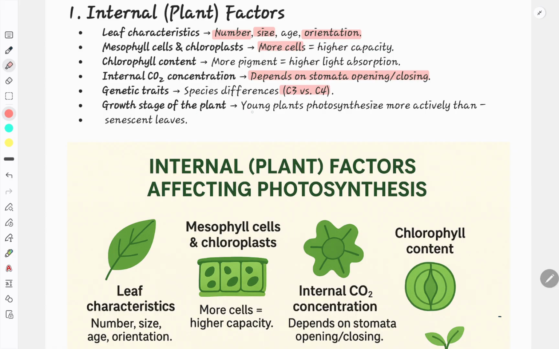Growth stages of the plant. A young plant photosynthesizes more actively than a stagnant one. You can say the old leaves which are about to leave the plant or fall cannot synthesize as much as a young or adult leaf.